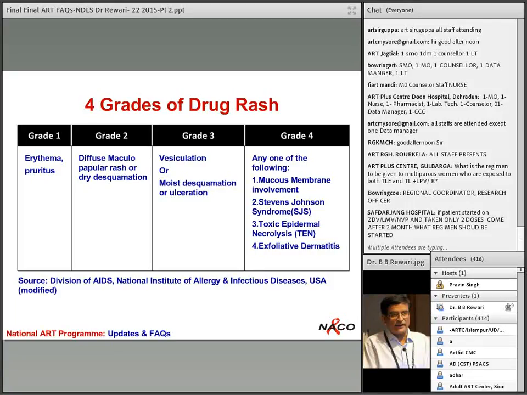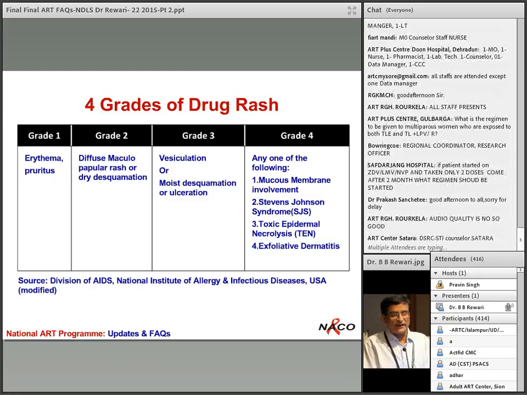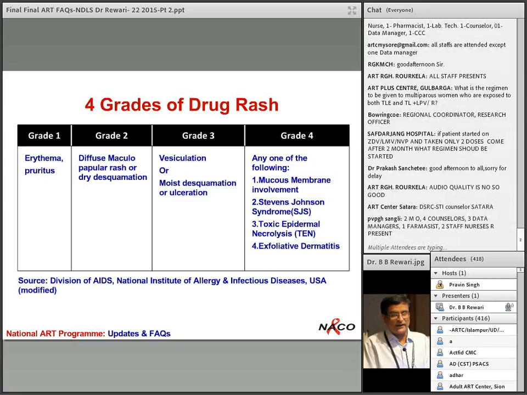So you have to really grade the rash and do a photo documentation. In case you are sending a referral to SASEP for e-approval, then you require a photo documentation of the rash, for which digital cameras have been provided to all ART centers.